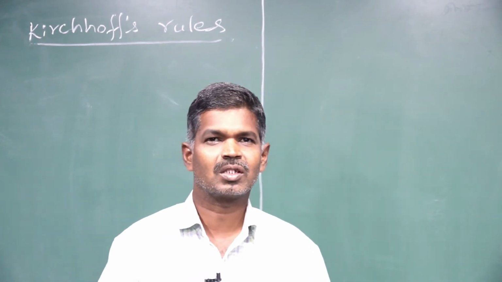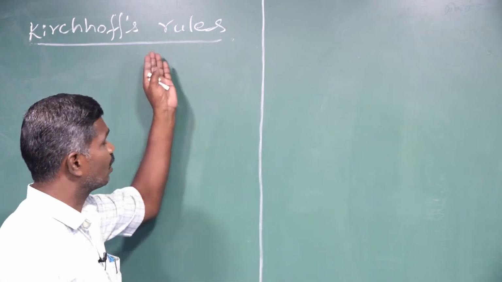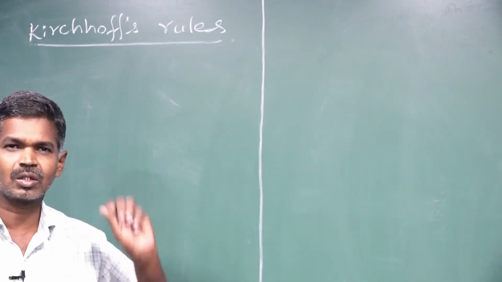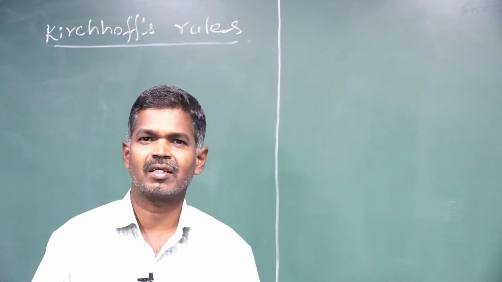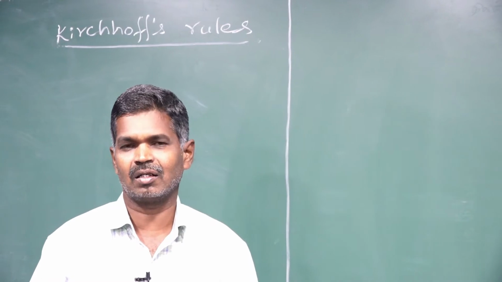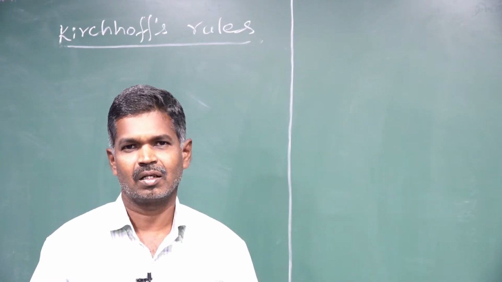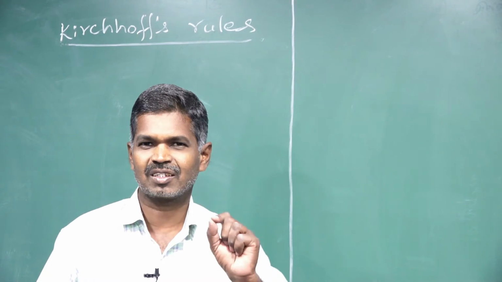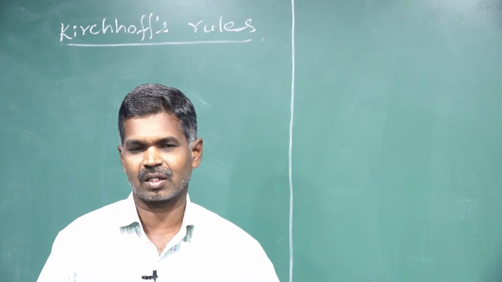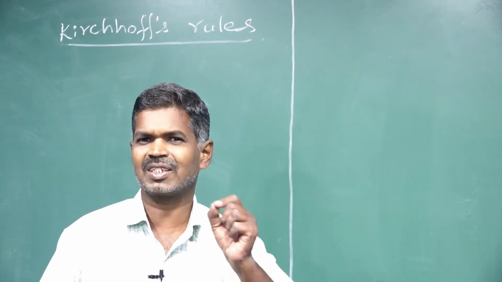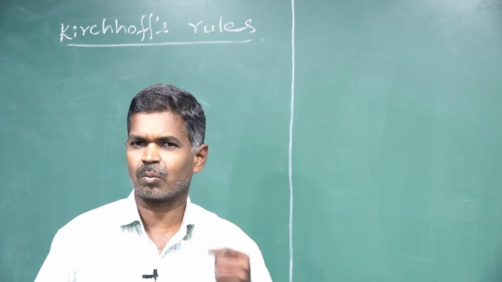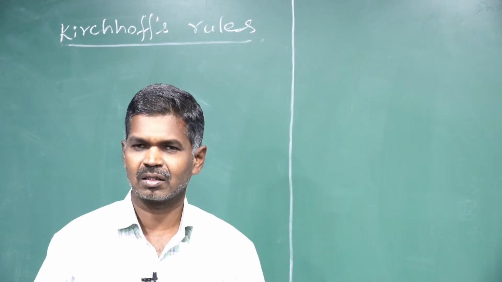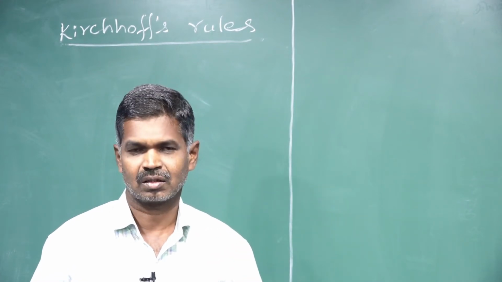Today we are going to see about Kirchhoff's laws. It is used to find current and voltage in very complex circuits. Very complex circuits means circuits which contain two or more batteries and many resistors.